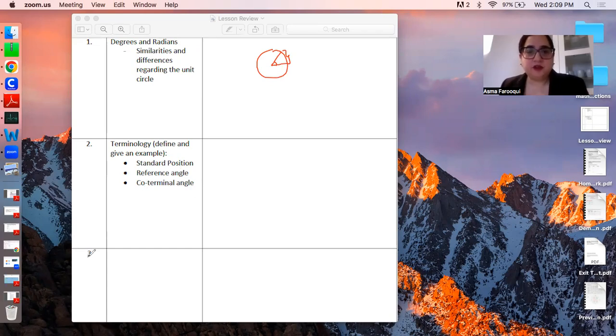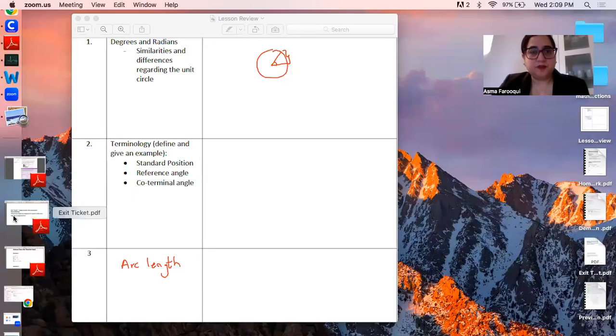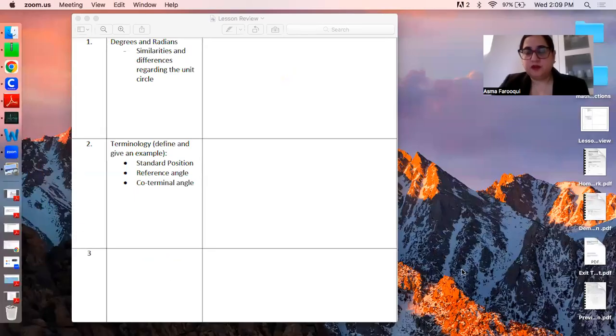Then we're going to reflect on the terminologies which we learned today, like standard position, reference angle, and coterminal angles. And then third, the student needs to tell me what was the last thing that they did, one more thing extra other than these, which was arc length, the formula for the arc length. This ends the lesson review. And then I'm going to show them their homework.